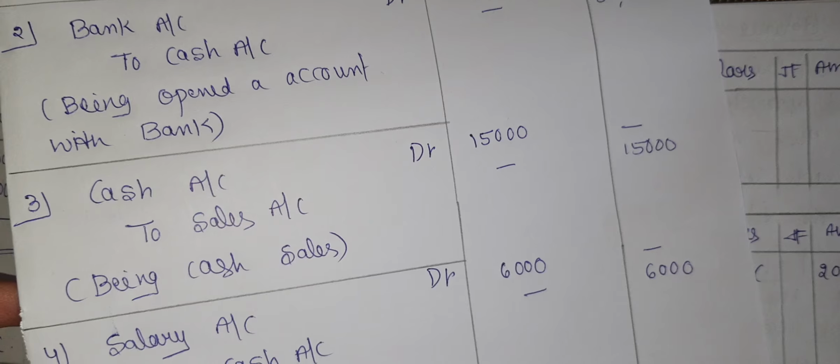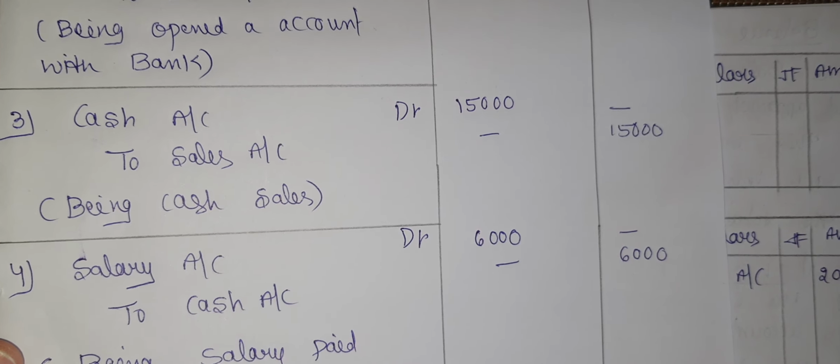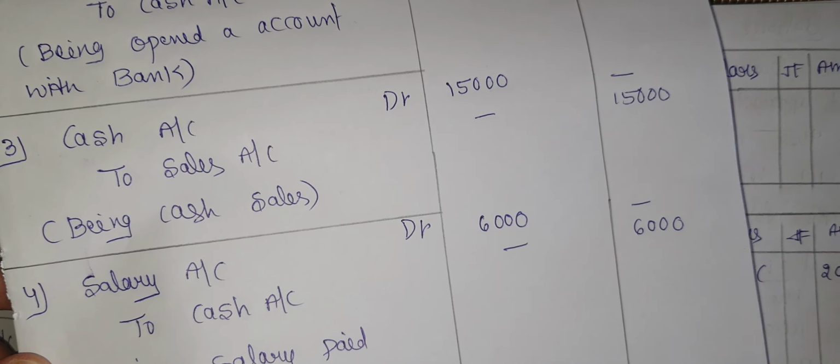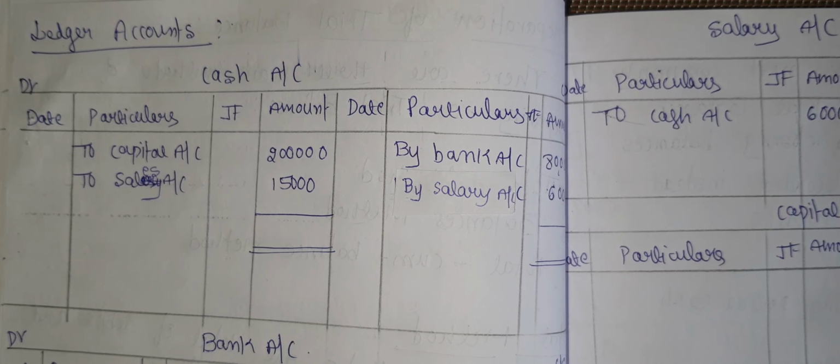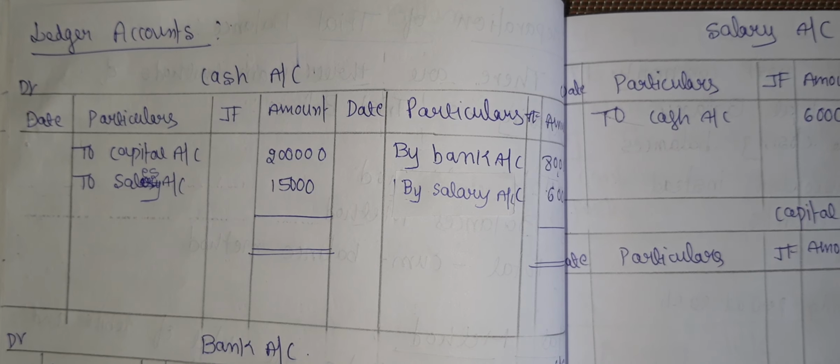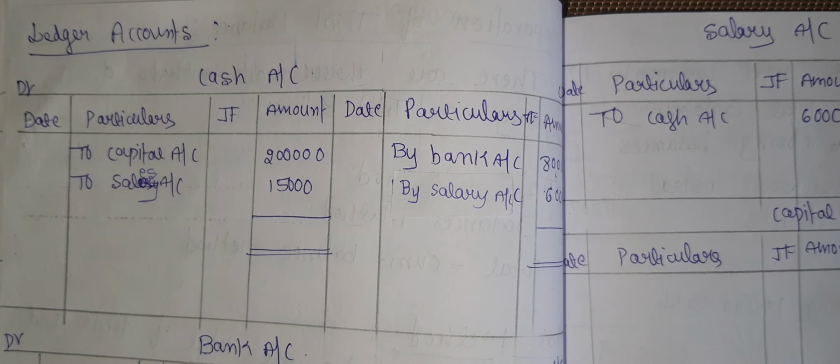Okay, and cash account, we have already opened the cash account. In this way we have to prepare the ledger accounts. So this is about journal and ledger. Next, what is the next step? We have to prepare the trial balance.